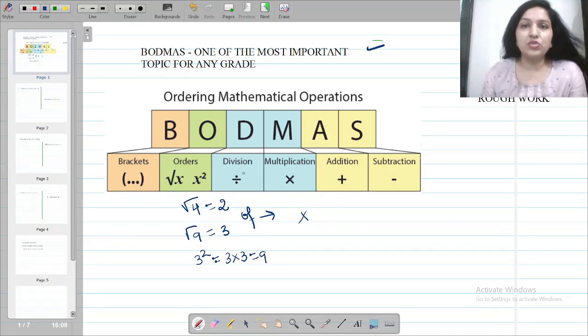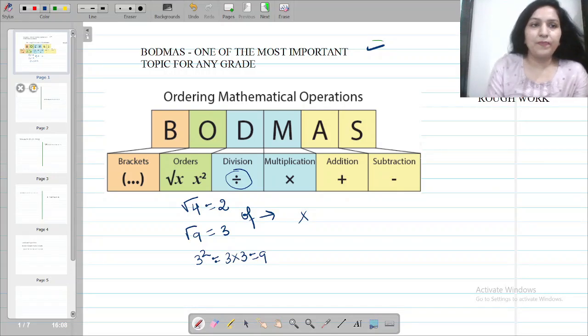After that, you need to solve division. If there is a division symbol between two numbers, that has to be solved first, followed by multiplication, addition and subtraction. Okay, it is very easy to remember. It is BODMAS. Bracket, orders, divide, multiply, add and subtract. Okay, let us do the questions based on this topic so that you can grasp the topic well.